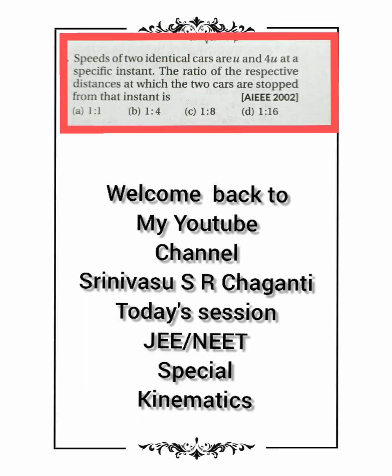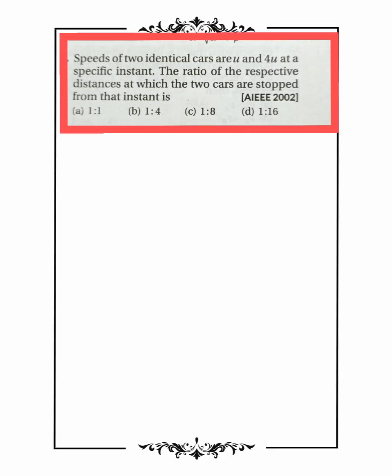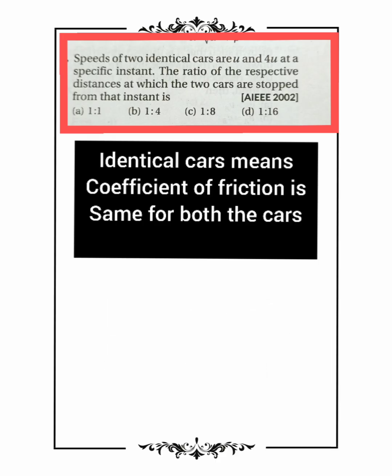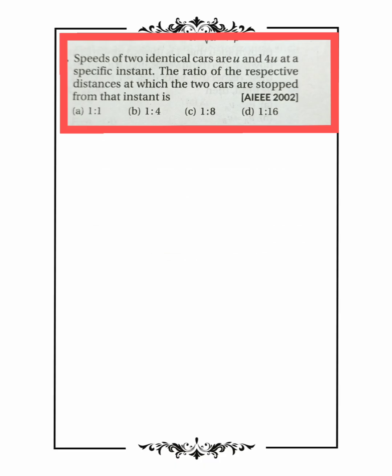The speeds of two identical cars are u and 4u at a specific instant. The ratio of the respective distances at which the cars are stopped from the instant is. Identical cars means the coefficient of friction is the same for both the cars. Let S1 and S2 be the distances travelled by the two cars.